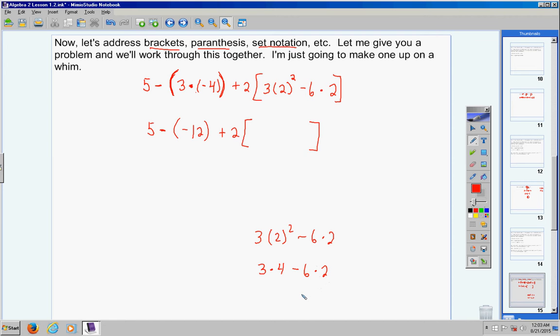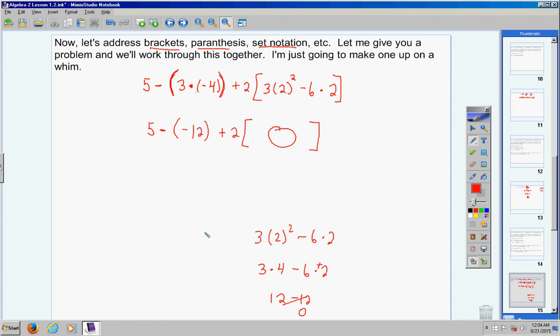Now remember, next, we've gotten rid of our exponents. Next we do all multiplication and division. So I see multiplication here. 3 times 4 is 12. I see multiplication here. Be careful, watch your signs. It's a negative 6 times a positive 2. If you're not good with your sign numbers, use your calculator. A negative 6 times a positive 2 is a negative 12. Those cancel, giving you a 0. So this whole thing here simplified down to 0.